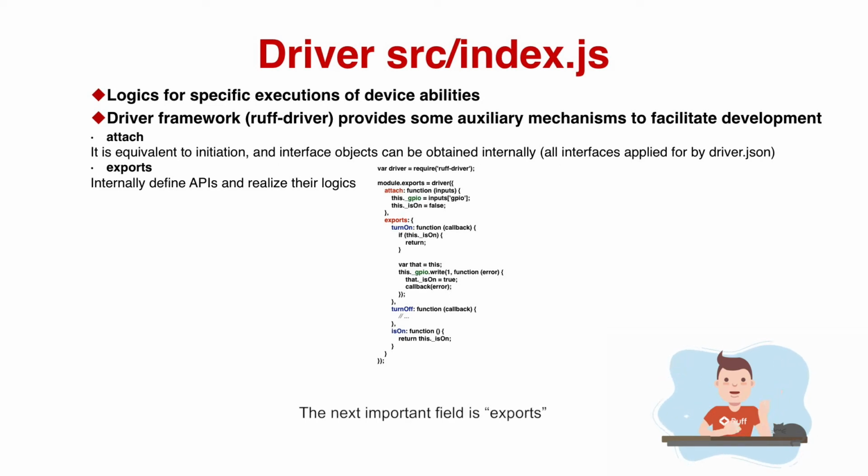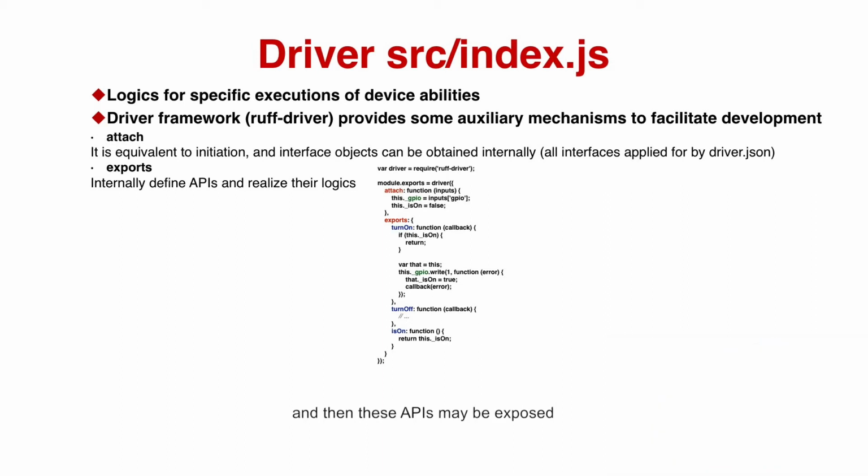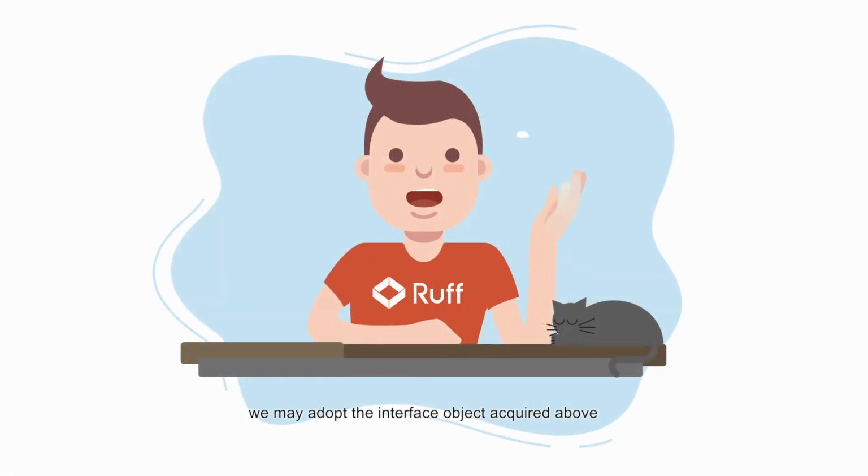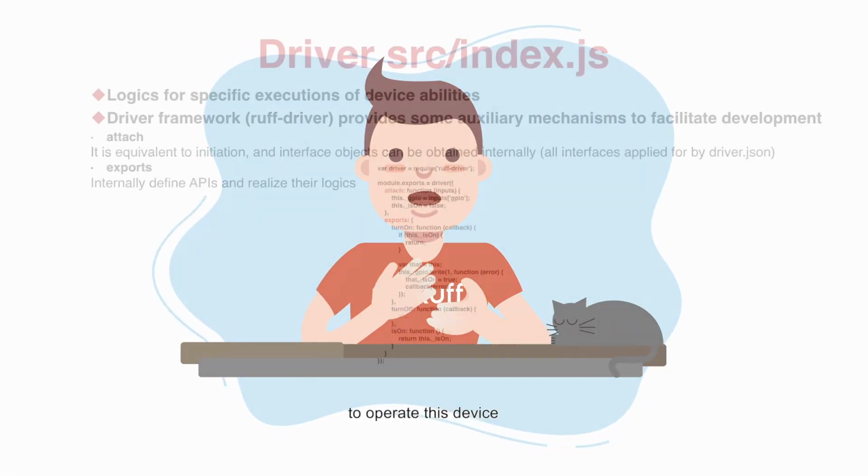The next important field is exports. It serves to define some APIs in it. And then these APIs may be exposed, and app developers may use these APIs to operate this device. As to specific API type, we're going to define. We need to design it according to the manual of this device. And in this API, we may adopt the interface object acquired above to operate this device.